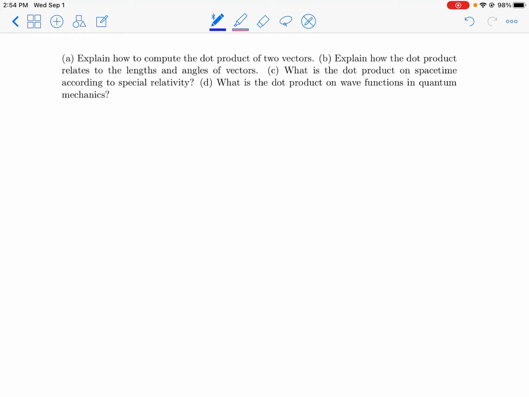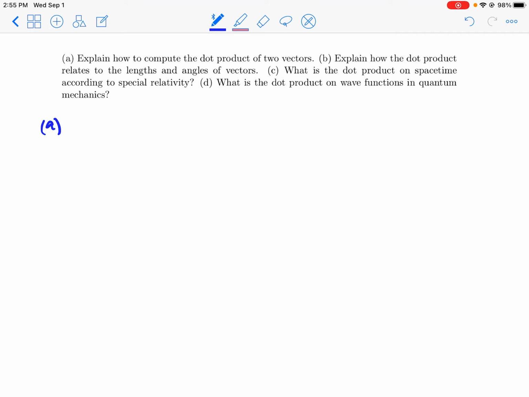Okay, hello again. So this problem says explain how to compute the dot product of two vectors. Then explain how it relates to lengths and angles. And then what about space-time and quantum mechanics? Don't be too scared of those last two. I'm not seriously asking you to do anything with them, but it's good to be aware of where this kind of thing comes up.